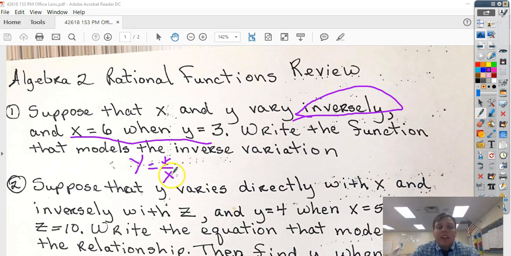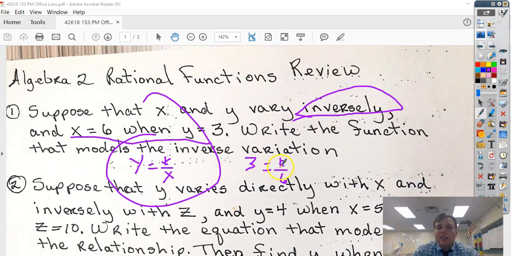Okay, this is the model. This is what you want to write. The problem is that you want y and x to be your only variables. You want to know what k is, all right? So what you do is you take this example they gave you and you plug it in. So we can solve for k, because we know that when x is 6, y is 3. So we can say 3 equals k over 6.